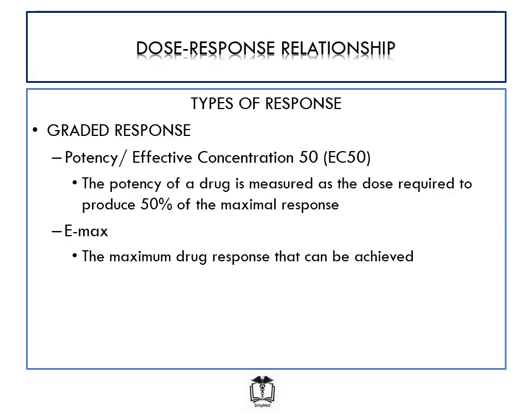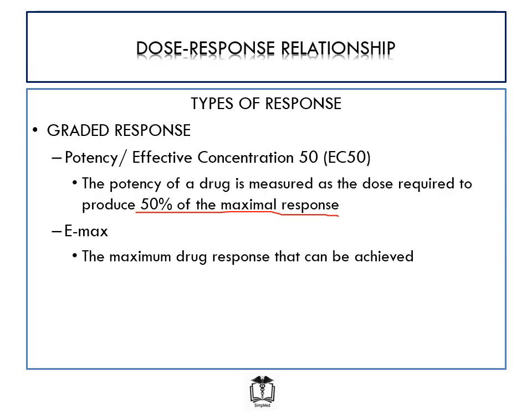So the first parameter we could deduce from a graded response experiment is what we call potency or EC50. EC50 is also called effective concentration 50. Potency or EC50 of a drug is measured as the dose that is required to cause 50% of the response. Please, the keyword is 50% of the response. What does this mean? It means that the dose that would cause 50% of a particular drug effect is referred to as the EC50. And because we could have different drugs performing similar effects, we could compare drugs based on their potency or EC50. So the general rule is that the lower the potency or the lower the EC50, the more potent the drug is.